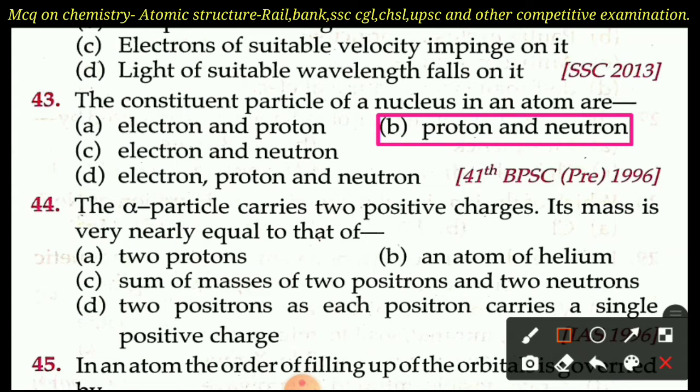Next question is question number 44. The alpha particle carries two positive charges. Its mass is very nearly equal to that of: A, 2 protons; B, an atom of helium; C, the sum of masses of 2 positrons and 2 neutrons; and option D, 2 positrons, as each positron carries a single positive charge. The right answer of question 44 is B, an atom of helium.